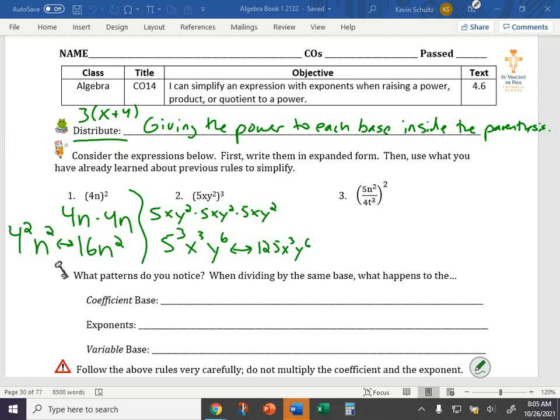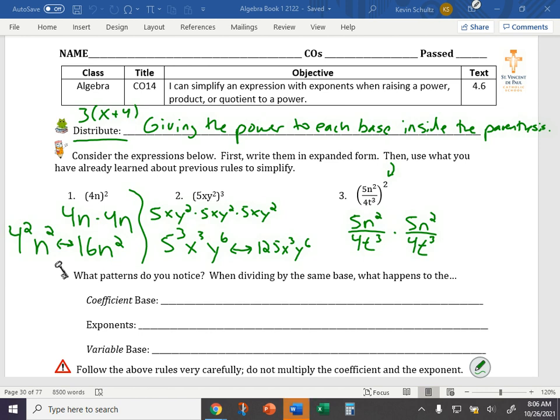All right? The last one, oh my goodness. What is the base of that power of 2 outside of our parentheses here? What's being squared? Ellen? Yeah, everything inside of those parentheses, right? So in expanded form, it's going to be 5n squared over 4t cubed times another 5n squared over 4t cubed. Okay? Whatever is inside of those parentheses times itself.